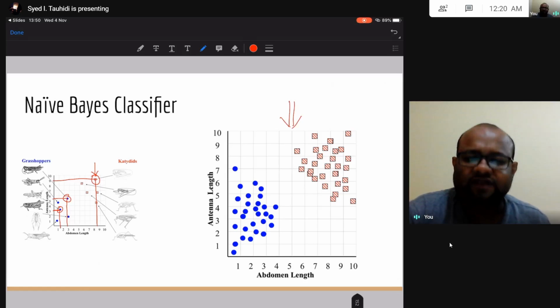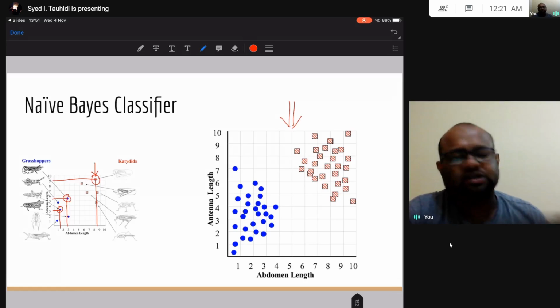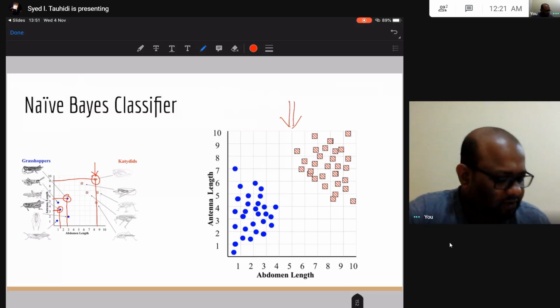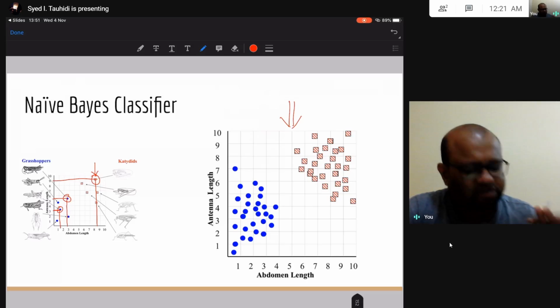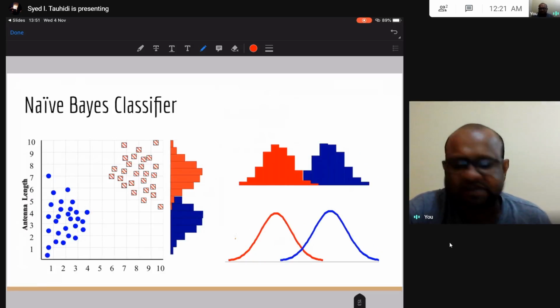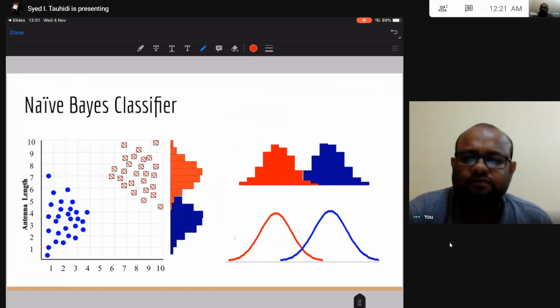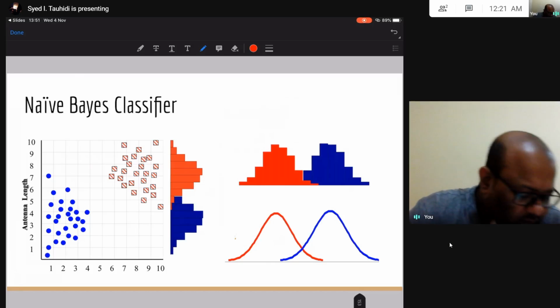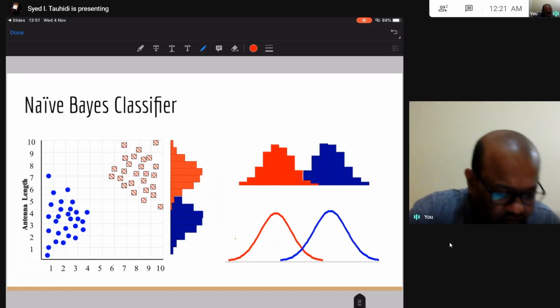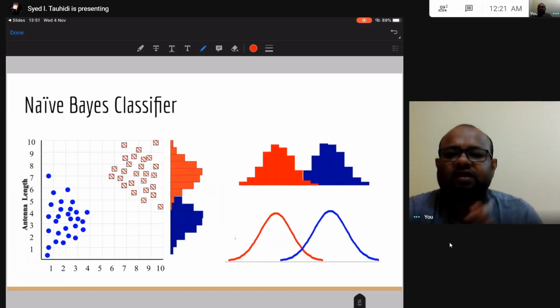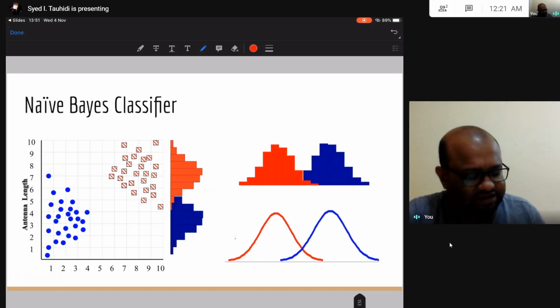Okay, with several grasshoppers given to us by this blue circle and several katydids given to us by this red square. Alright, so let us go ahead and do a few things with this data set. What we are going to do first is convert whatever data we have into a histogram. Alright, so this is the histogram.